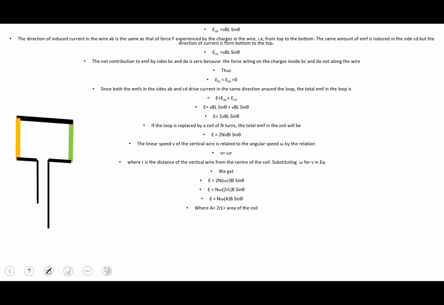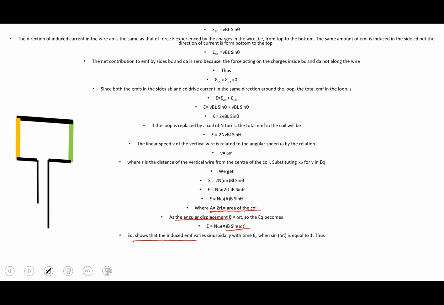Keeping that in our mind, we now have EMF equal to n omega AB sine theta, where A is equal to 2RL, which is the area of the coil. As the angular displacement theta is equal to omega t, the equation becomes E is equal to n omega AB sine omega t. Now, this is the value for the angular velocity for that coil.